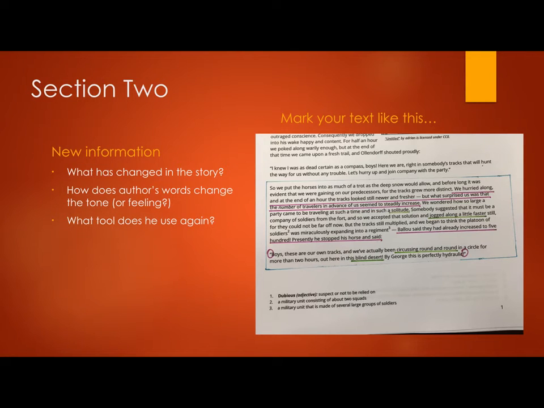Okay, also notice that dialogue in this section as well. And this is another person talking. We don't have this character's name, but it says, "Boys, these are our own tracks, and we've actually been circussing round and round in a circle for more than 2 hours out here in this blind desert. By George, this is perfectly hydraulic." So you hear sarcasm now in this person talking, and they're probably not too happy with our character Ollendorf up there, who said that I know I can lead the way. Well, we've just proved that this man is wrong. So we definitely have a conflict and a problem going on.